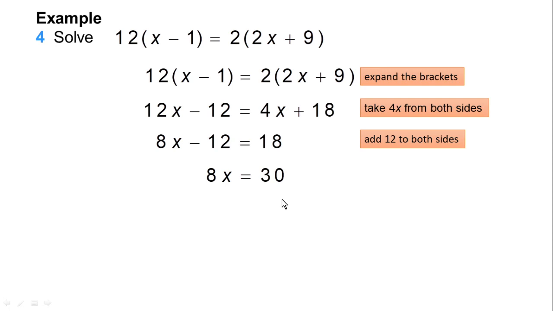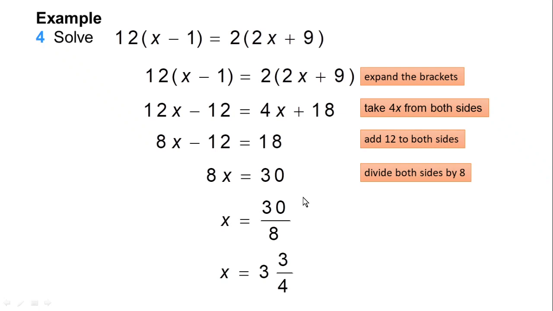Okay? So you will now notice on my working, I am not writing everything step by step. I can do shortcuts. And then I'll just divide both sides by 8. If I divide both sides by 8, it will become x equals 30 over 8, or x is equal to 3 and 3/4.